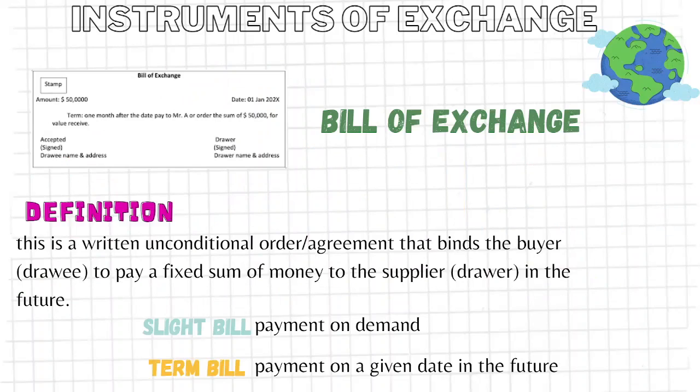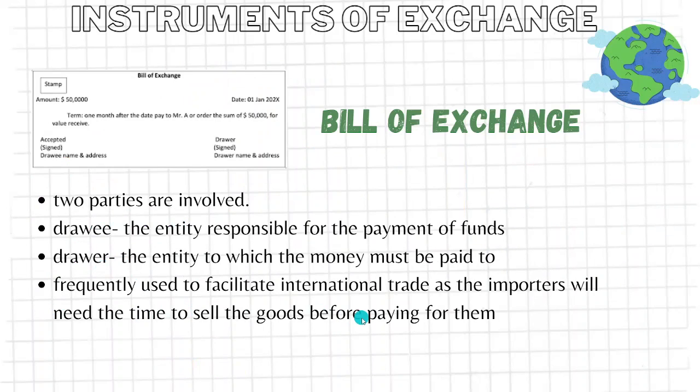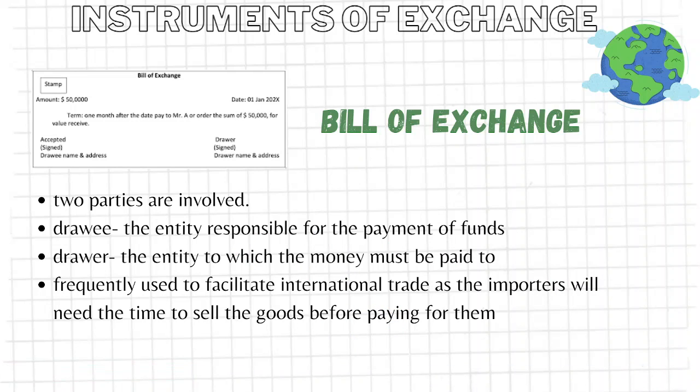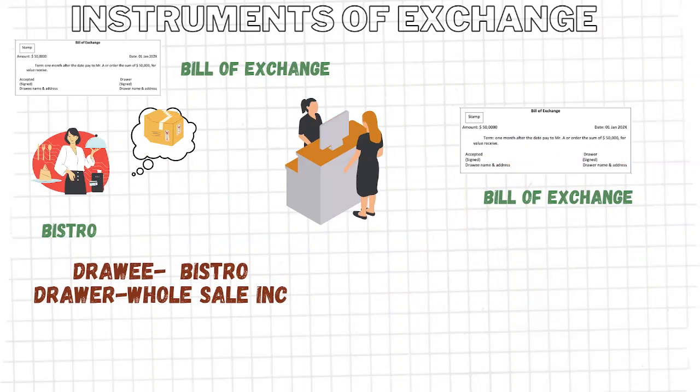And as mentioned before, it is frequently used to facilitate international trade, as the importers will need time to sell the goods before paying for them. So let's say that we decided to import some bags, some haversacks, and we can't necessarily pay them back if we don't have the money from the sales. So we may say, you know what, after I make the sales from selling these haversacks, I will pay you guys back the money when I am finished. So you understand so far? I'm taking the silence to be a yes.